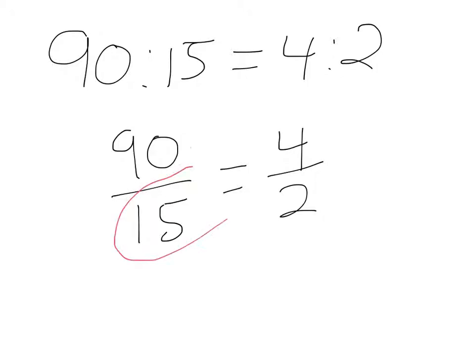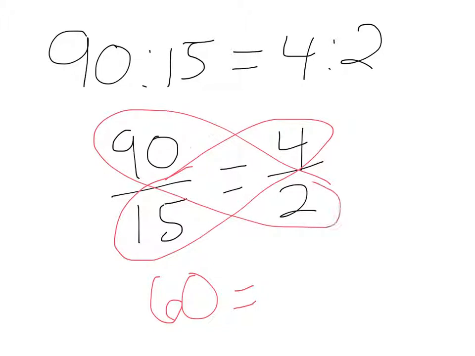I'm going to go ahead and multiply 15 times 4. 15 times 4 is 60. So what I'm going to do is then set that answer equal to the other side. 90 times 2 gives us 180. Because those two answers are not equal to each other, then this is not a proportion. So on your test, you would just write unequal.